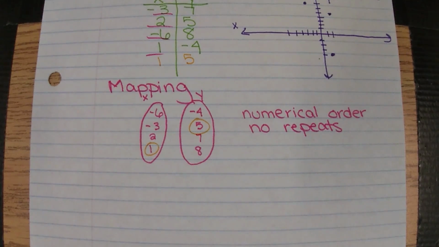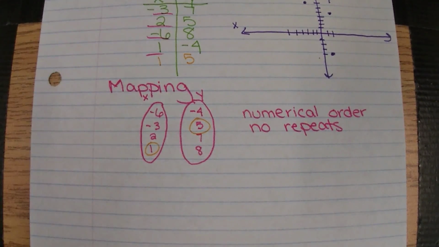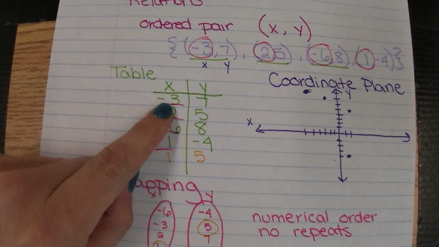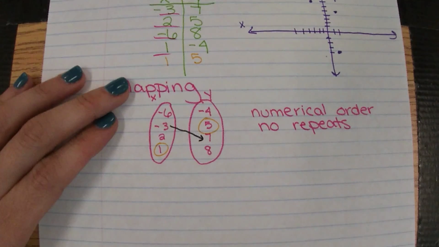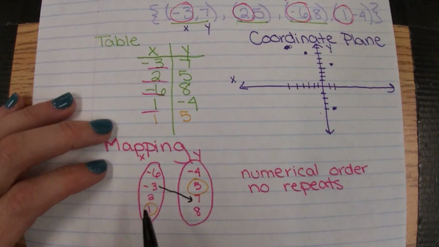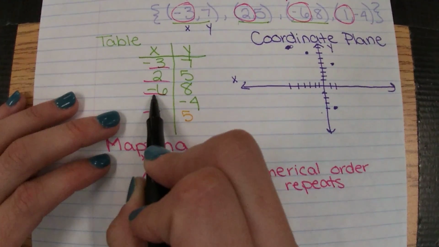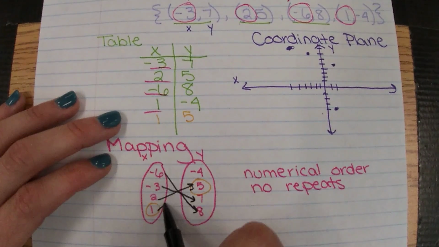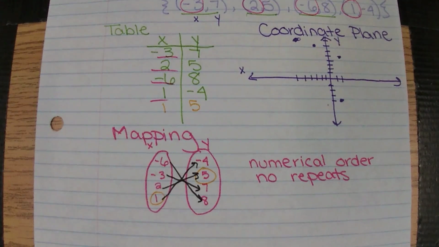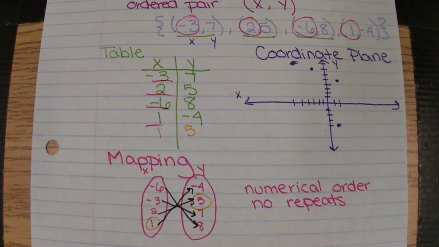Okay, and then once I have those numbers, I want to draw a line between the things that connect in an ordered pair, right? So -3, 7, so I'm going to have a line from -3 to 7. 2 goes to 5, -6 goes to 8, 1 goes to -4. Okay, these are all different ways that we can represent relations.